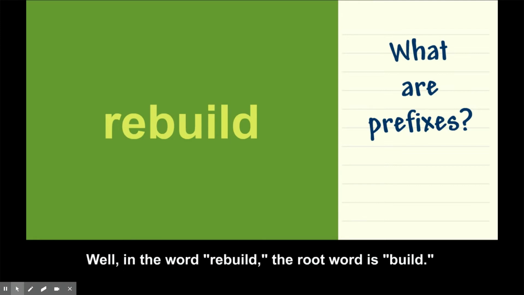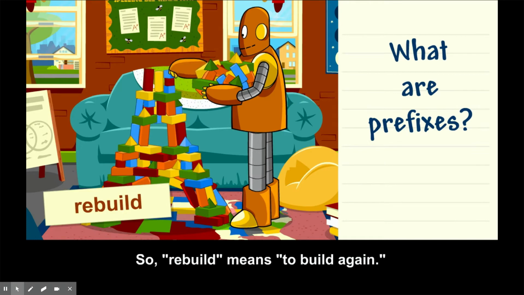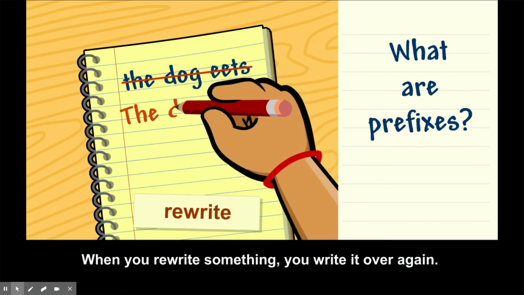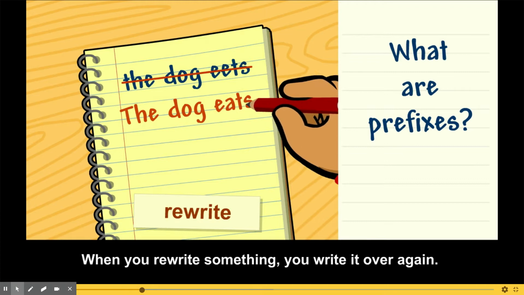Well, and the word rebuild, the root word is build. The prefix re means again. So rebuild means to build again. When you rewrite something, you write it over again. So we have the word rewrite. So we know what write means. We mean that we are writing something down with a pencil, we're jotting something down. Re means again. So when you rewrite something, you're writing it again.